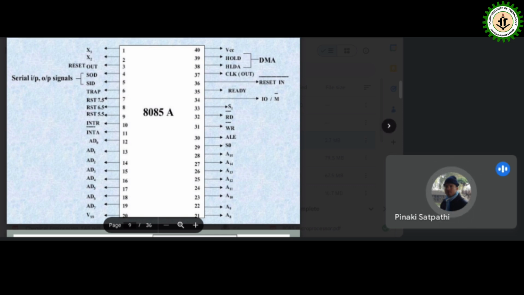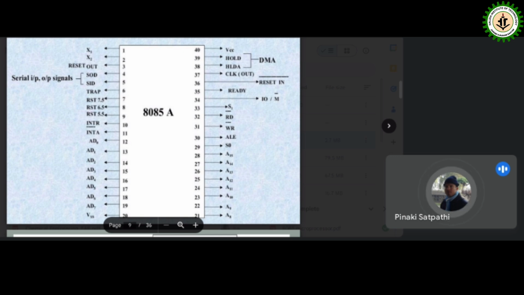Next is X1 and X2. Across these pins, a crystal is connected to provide oscillation of a fixed frequency. The system frequency is half of the crystal frequency. If we want the system frequency to equal 3.125 megahertz, the crystal frequency must equal 6.25 megahertz.